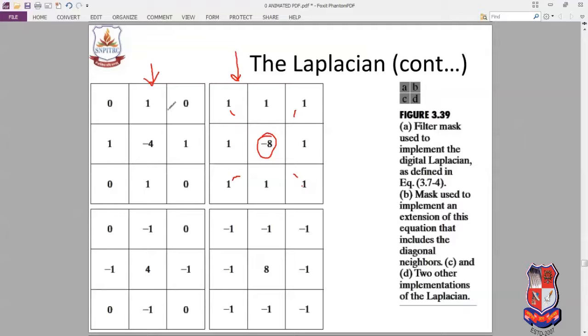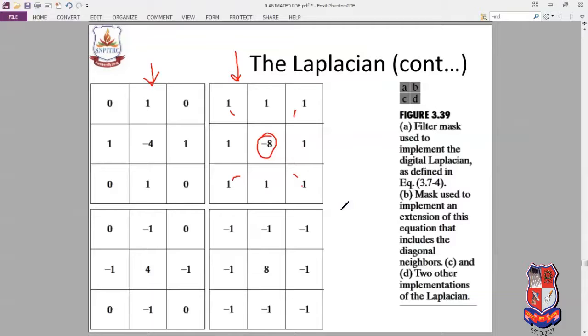One thing you should note is that if you add up all the coefficients of the filters, let it be this or this, the sum of the elements will become 0. Now, why will it become 0? This is a very important question which you should understand.